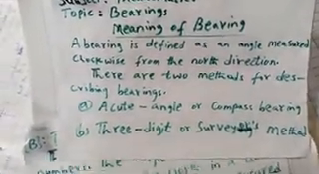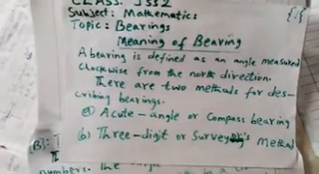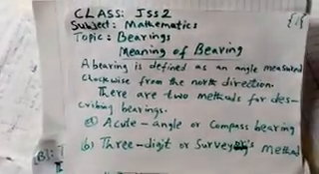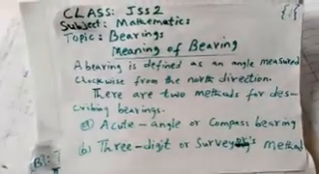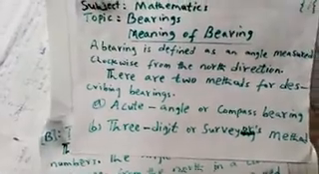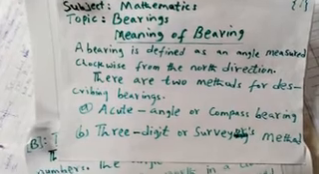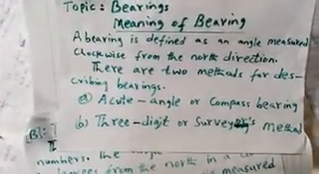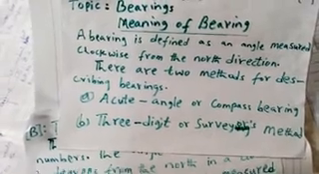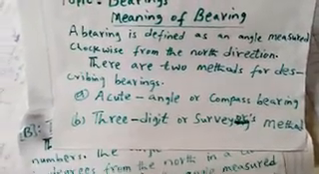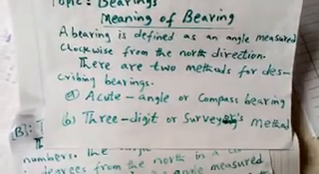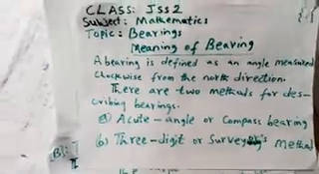We have to continue from where we stopped last time. The first video was on bearing, the meaning of bearing, and the two different methods of calculating bearing. We have done something on acute angle or compass bearing. So today we are going to continue from the second method, which is the 3-digit or surveyor's method.